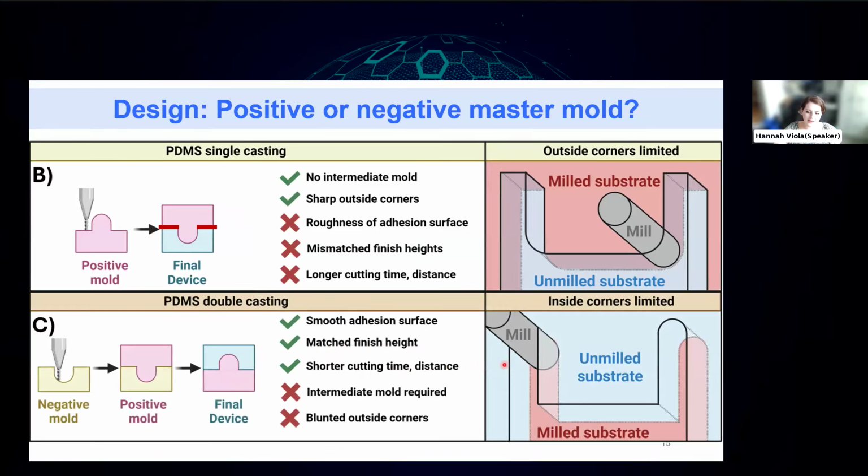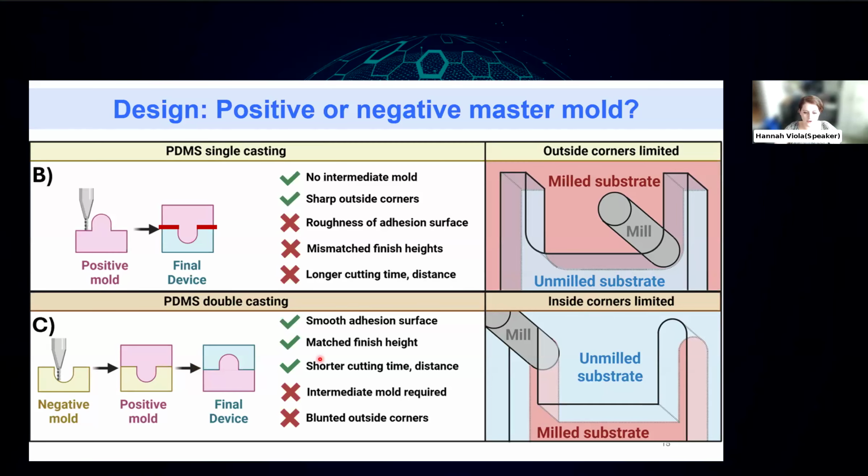So the other method that I personally decided to go with was milling the negative mold, which is milling the actual device and then casting an intermediate mold for the positive, and then going to cast your final device on this intermediate mold. So this gave me a couple advantages. I did not mill the naive plastic surface, which is pretty smooth by itself. So that left my adhesion surface perfectly smooth. I had a matched finish height because I was not finishing outside my features.